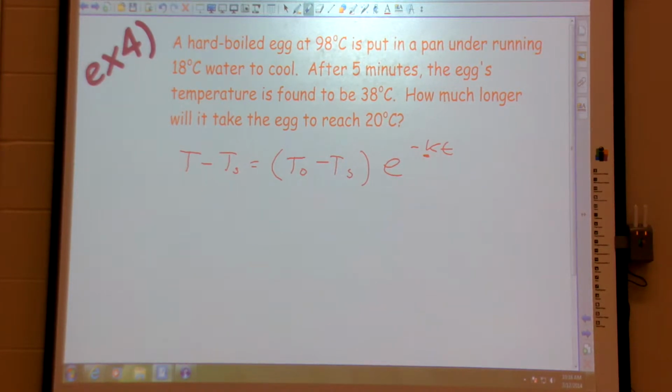Now, this 98 degrees, which T is that? It is initially 98 degrees, right? So I know that T naught is 98. You with me there? Now it's put into a pan that is 18 degrees. What is 18? That's the surrounding temperature, right? Surrounding temperature should not change. So that is 18.